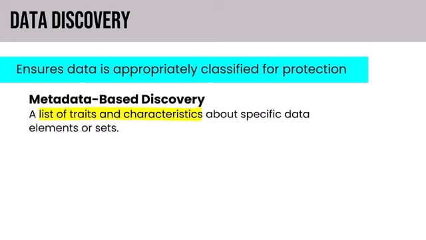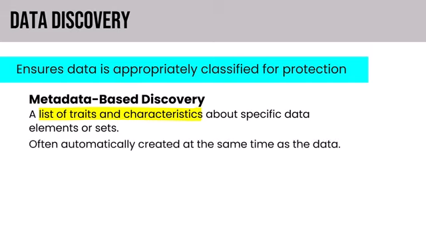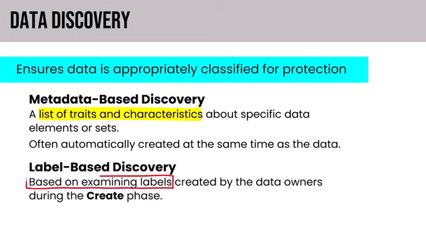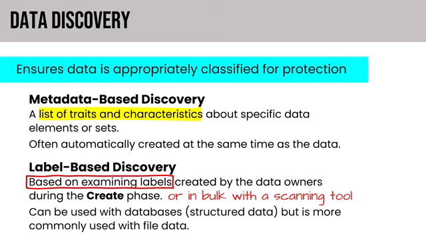So metadata-based discovery is a list of traits and characteristics about specific data elements or sets. It's often automatically created at the same time as the data. And then there's label-based discovery, which is based on examining labels created by the data owners during the create phase of our secure data lifecycle. Or we can do that in bulk with a scanning tool often, which may use built-in sensitive data types that I described earlier. You might see this used with structured data with a relational database. It's certainly going to be much more common with file data.